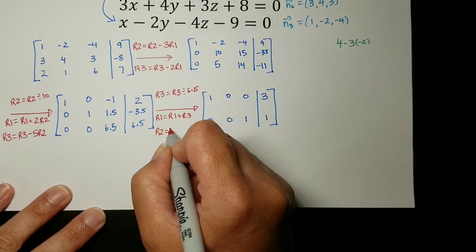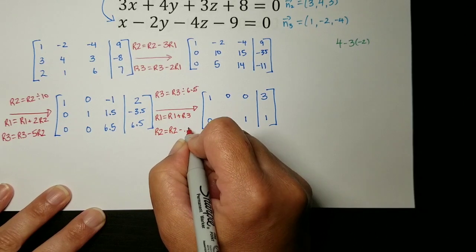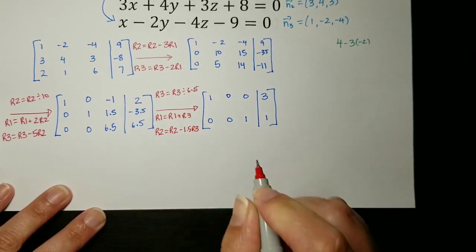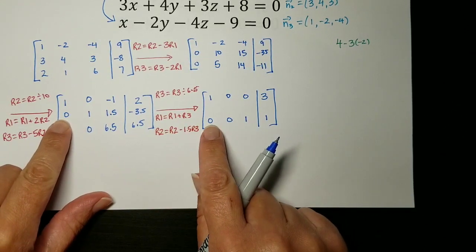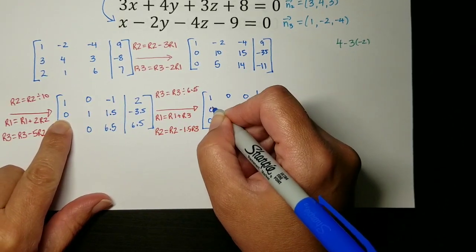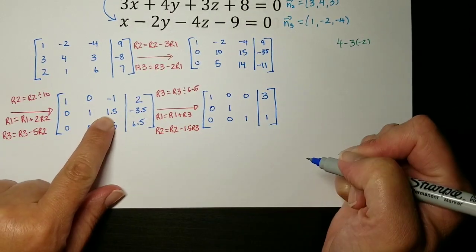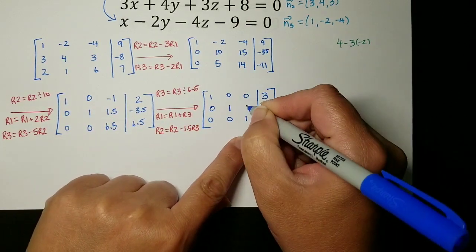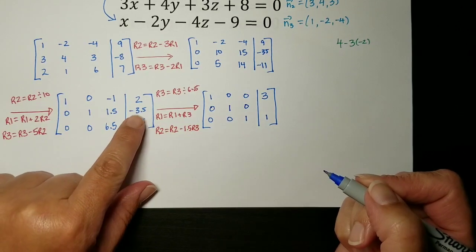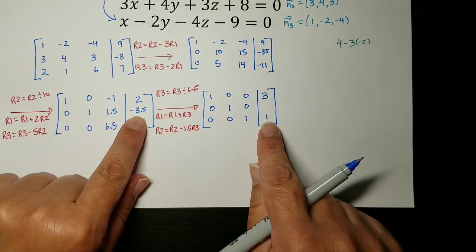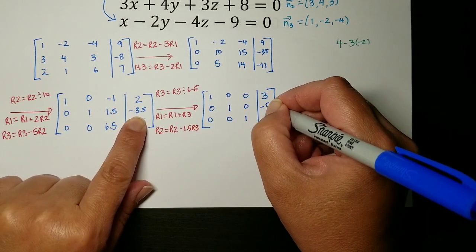Then row 2 is going to equal the old row 2 minus, because I have to zero out that 1.5, 1.5 times row 3. So here I have 0 minus 1.5 times 0 is 0. 1 minus 1.5 times 0 is 1. 1.5 minus 1.5 times 1 is 0, which the math gets a lot nicer here. And then negative 3.5 minus 1.5 times 1. So that's going to be minus 1.5, and that gives me a negative 5.